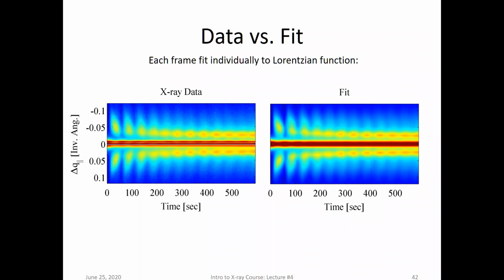Now it's actually hard to show, but here we fit each frame to a Lorentzian function. So over here is the data, and over here is the fit. You can see we can model the data really quite well here. This basically looks like this picture, and now we have an analytic form that we can use to go forward with.